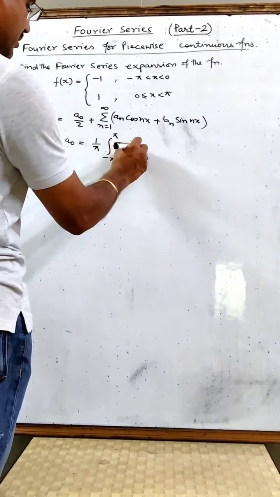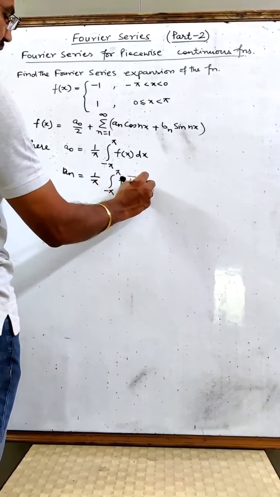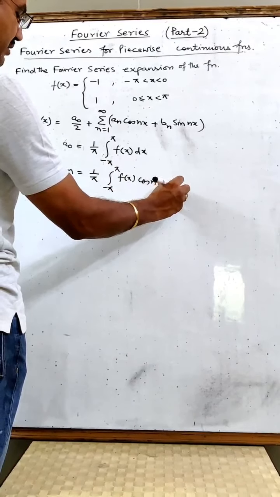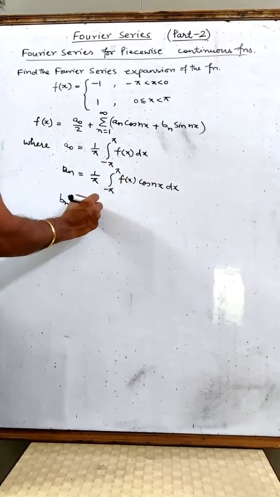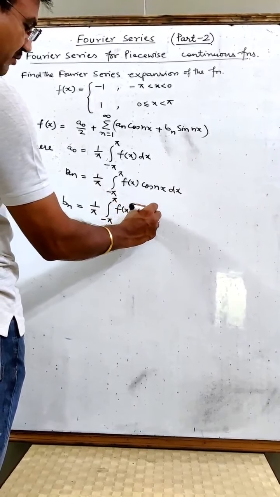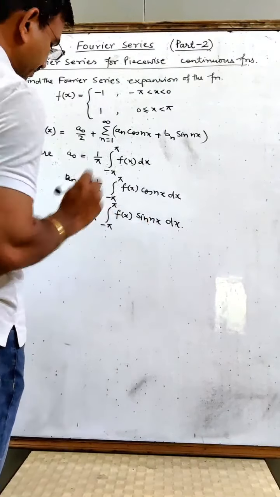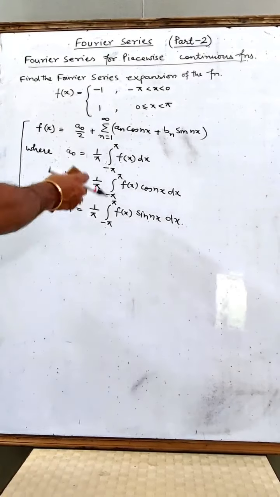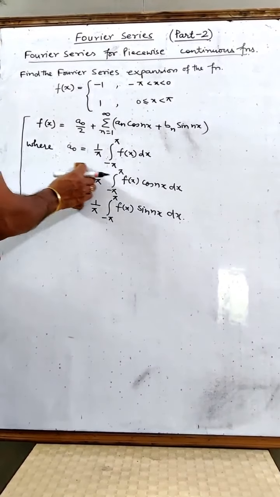a of n is equal to 1 over pi integral from minus pi to pi f(x) cos nx dx, and b of n is equal to 1 by pi integral from minus pi to pi f(x) sine of nx dx. So we know that the Fourier series of a function is written in this form, and we calculate the values of a naught, an and bn using these Euler formulas. So we will calculate one by one. First we will find a naught, then we will find an and bn.